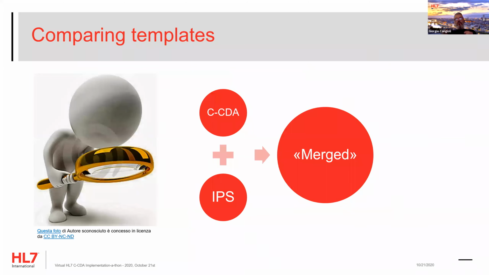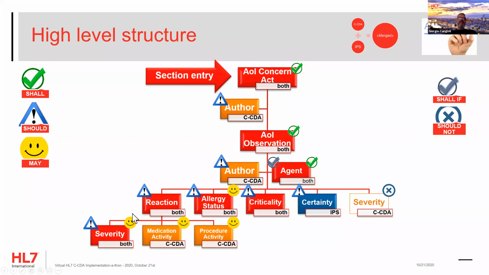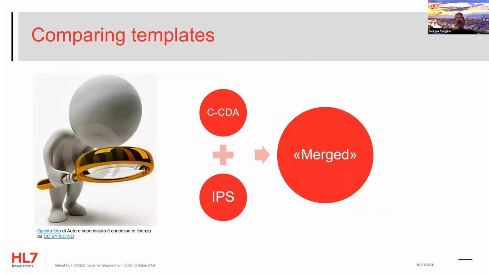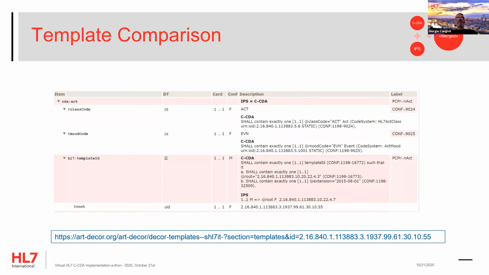But if we go more in detail and we try to analyze each template, because when I say that both have a reaction or both have a severity, it doesn't mean that they use exactly the same template. So if we go more in detail, what has been done is to try to compare the two templates and to merge in a single template the IPS and the C-CDA. This has been done in ART-DECOR, and this is the way ART-DECOR represents the template.